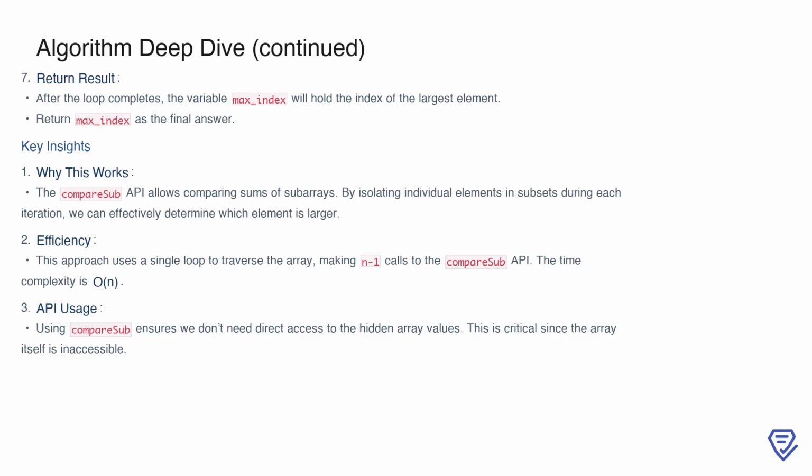Now, let's consider why this approach is effective. The CompareSub API is a powerful tool that allows us to compare sums of subarrays without directly accessing the array elements. By isolating one element at a time in these comparisons, we can systematically identify the largest number. This algorithm is also efficient. Since we make one API call for each of the n-1 comparisons, the time complexity is linear, or O(n). Moreover, because we avoid accessing the array directly, we comply with the problem constraints while still achieving our goal.